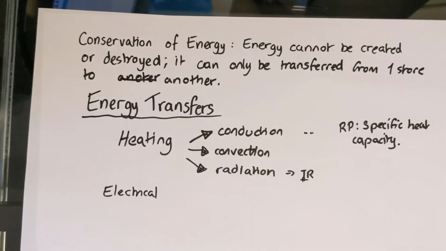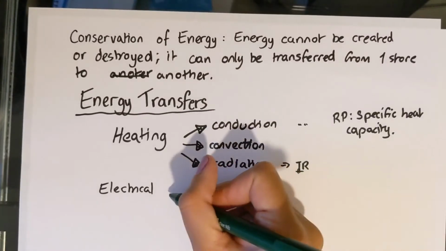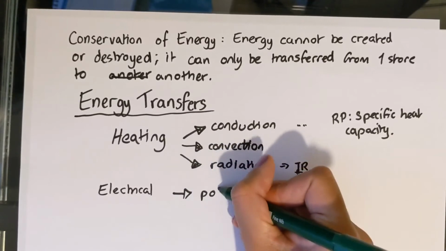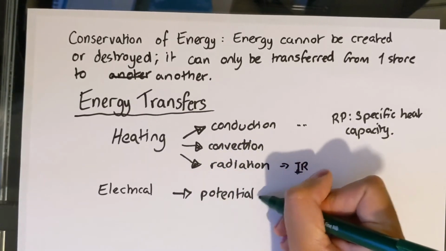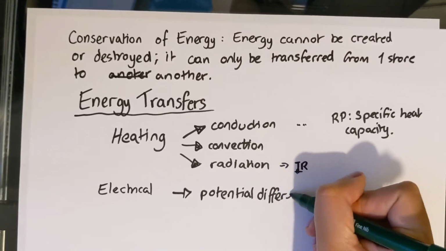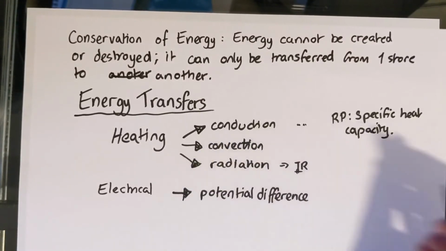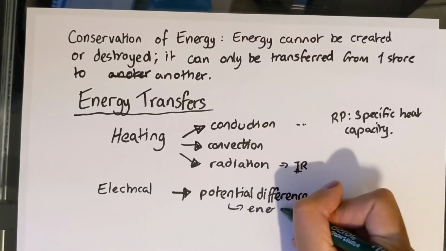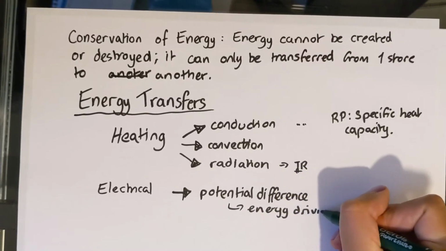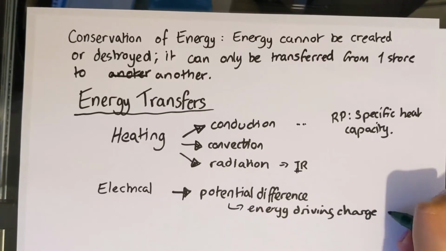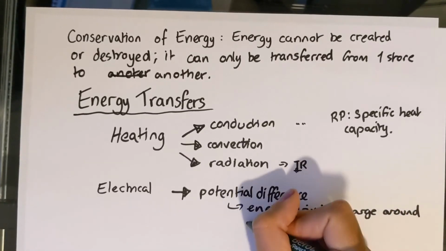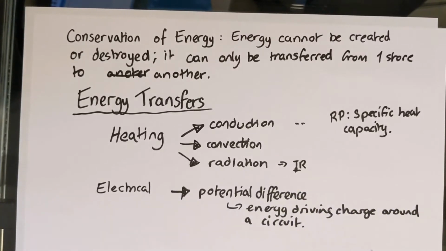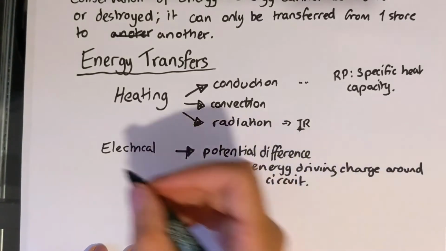So the second way of transferring energy then is electrical. And so that is about transferring energy by uneven charges, shall we say, and more correctly we'll call that potential difference. So by creating a potential difference we've got uneven charges or energy used to drive charge around a circuit, yeah? Okay, the third method of energy transfer then is mechanical.